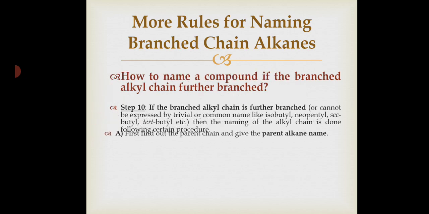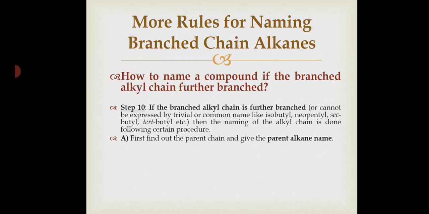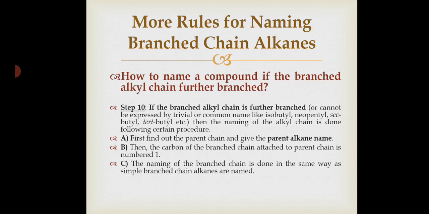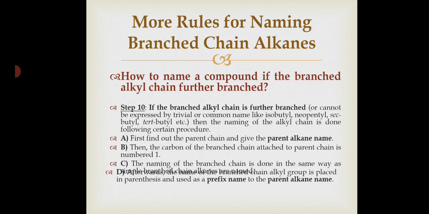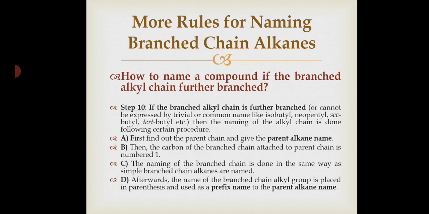What are they? A. First, find out the parent chain and give the parent alkane name. B. Then, the carbon of the branch chain attached to the parent chain is numbered 1. C. The naming of the branch chain is done in the same way as simple branch chain alkanes are named. D. Afterwards, the name of the branch chain alkyl group is placed in parentheses and used as a prefix name to the parent alkane name. Step E. Finally, the position of the branch chain alkyl group is written before the parenthesis.